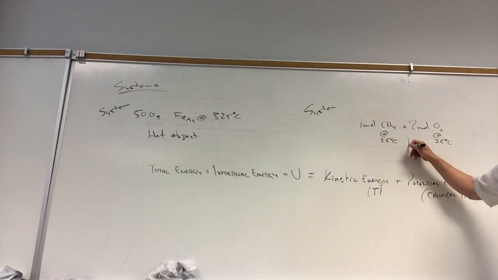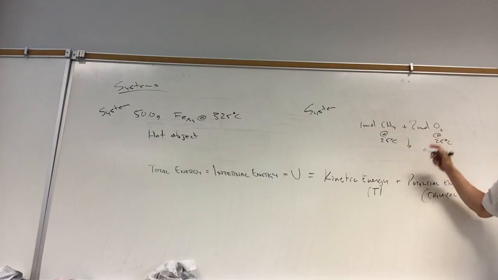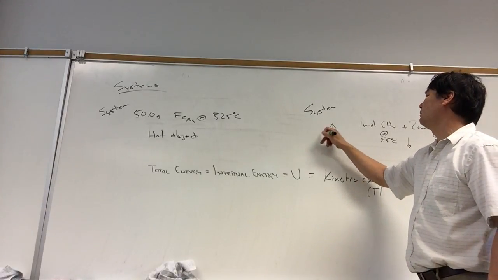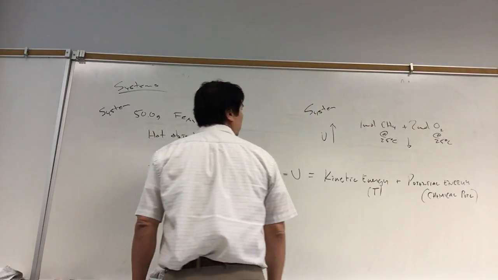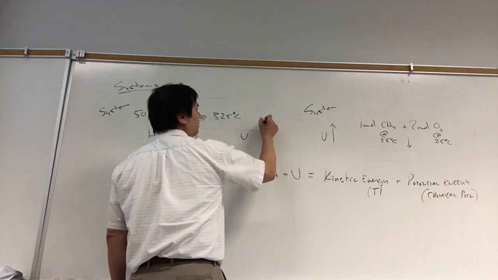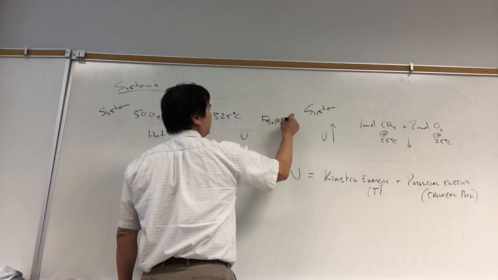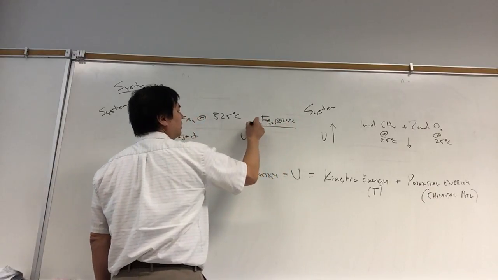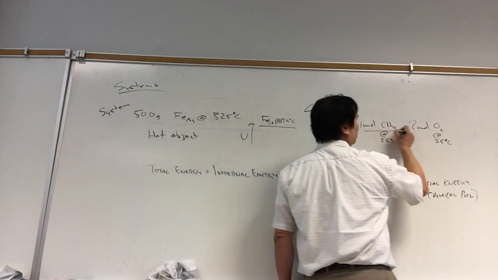Our system in this case is very different because here we start off with methane and O2, and this is going to have a higher internal energy than something else. Over here, we start off with a chunk of iron, so we have iron solid at 325 degrees C. So this is at a higher internal energy.